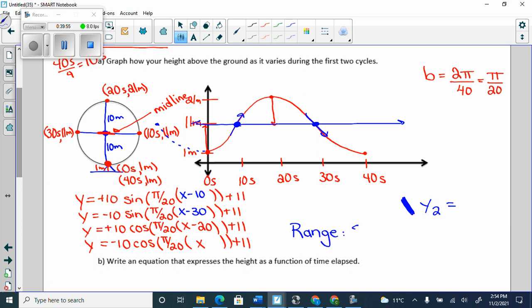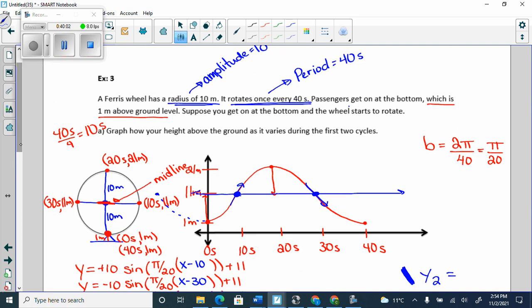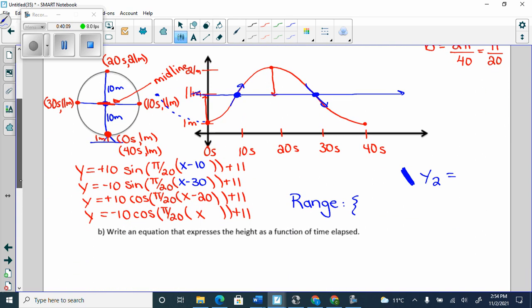Now this is the catch. Up here it doesn't say, but like in the previous equations when we used h of t for height, you'd have to use h of t for your equation as well. But we're going to go y such that 1 is less than or equal to y is less than or equal to 21, and that's in set notation, or 1 to 21 in interval.